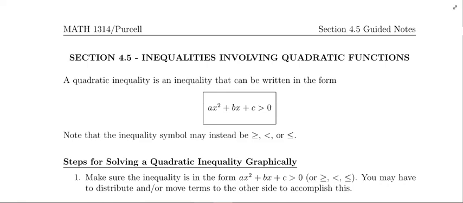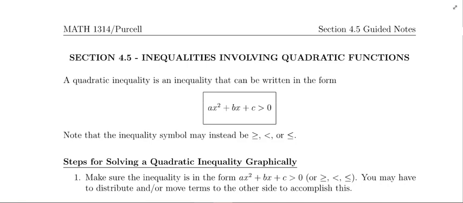Section 4.5, Inequalities involving quadratic functions. A quadratic inequality is an inequality that can be written in the form ax squared plus bx plus c is greater than 0. Note that the inequality symbol may instead be greater than or equal to, less than or equal to. All right, so that statement just basically told you what a quadratic inequality is.